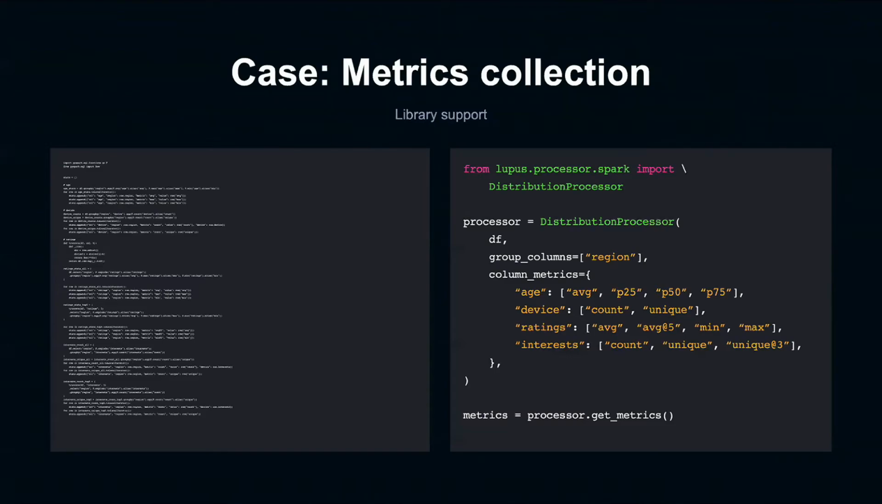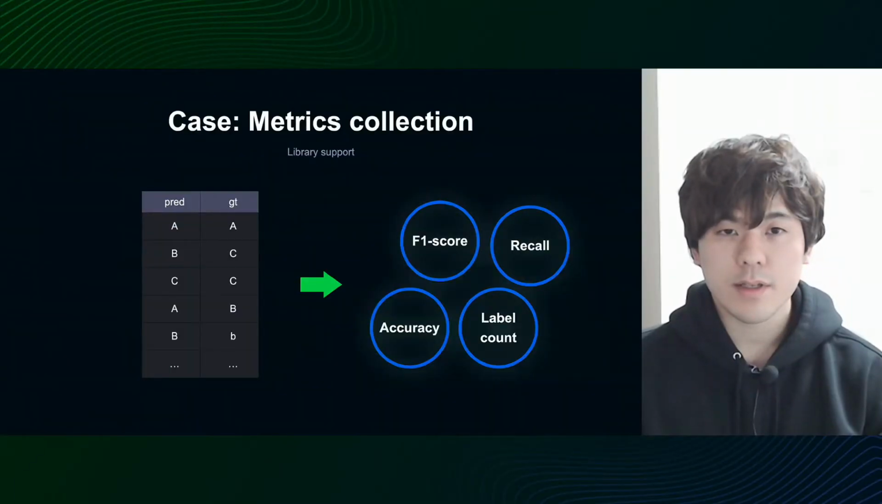The Lupus library makes it easy to write this kind of aggregation process. All you have to do is write the columns to be grouped and the metrics you want to aggregate for each column in a declarative manner, and the metrics will be calculated. This alone should lower the hurdle to implement statistics monitoring.